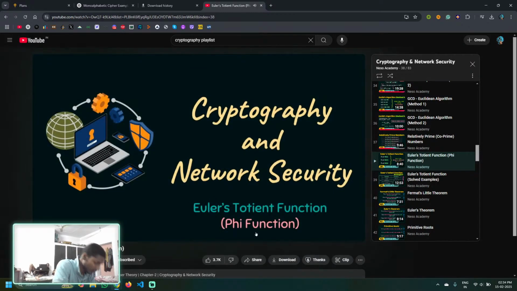In the last presentation, we have seen relatively prime numbers, which are also called co-prime numbers. In this presentation, we will see the Euler's totient function, which is also called the phi function. Let's see the outcomes first.